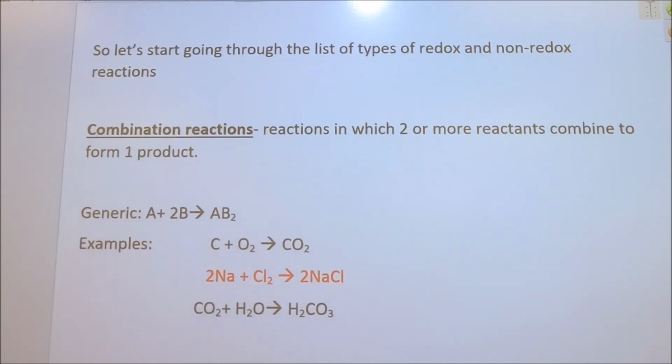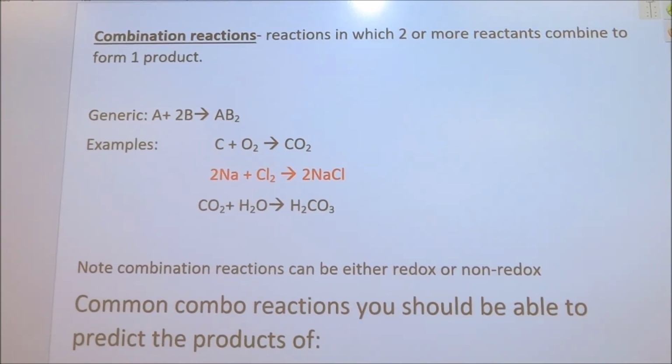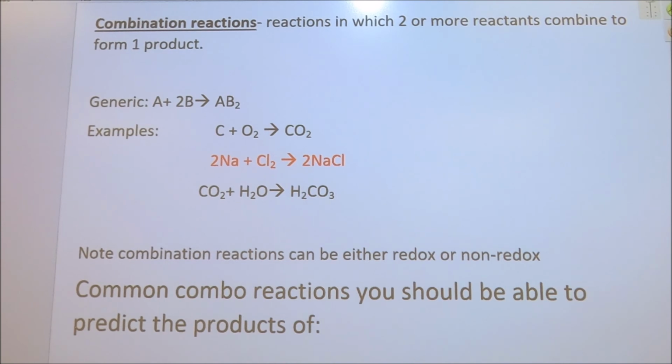Now, this is a good place for me to stop. Okay, process all of this, and this is where we'll pick up in the next lecture, talking about combination reactions. Let's sign off.